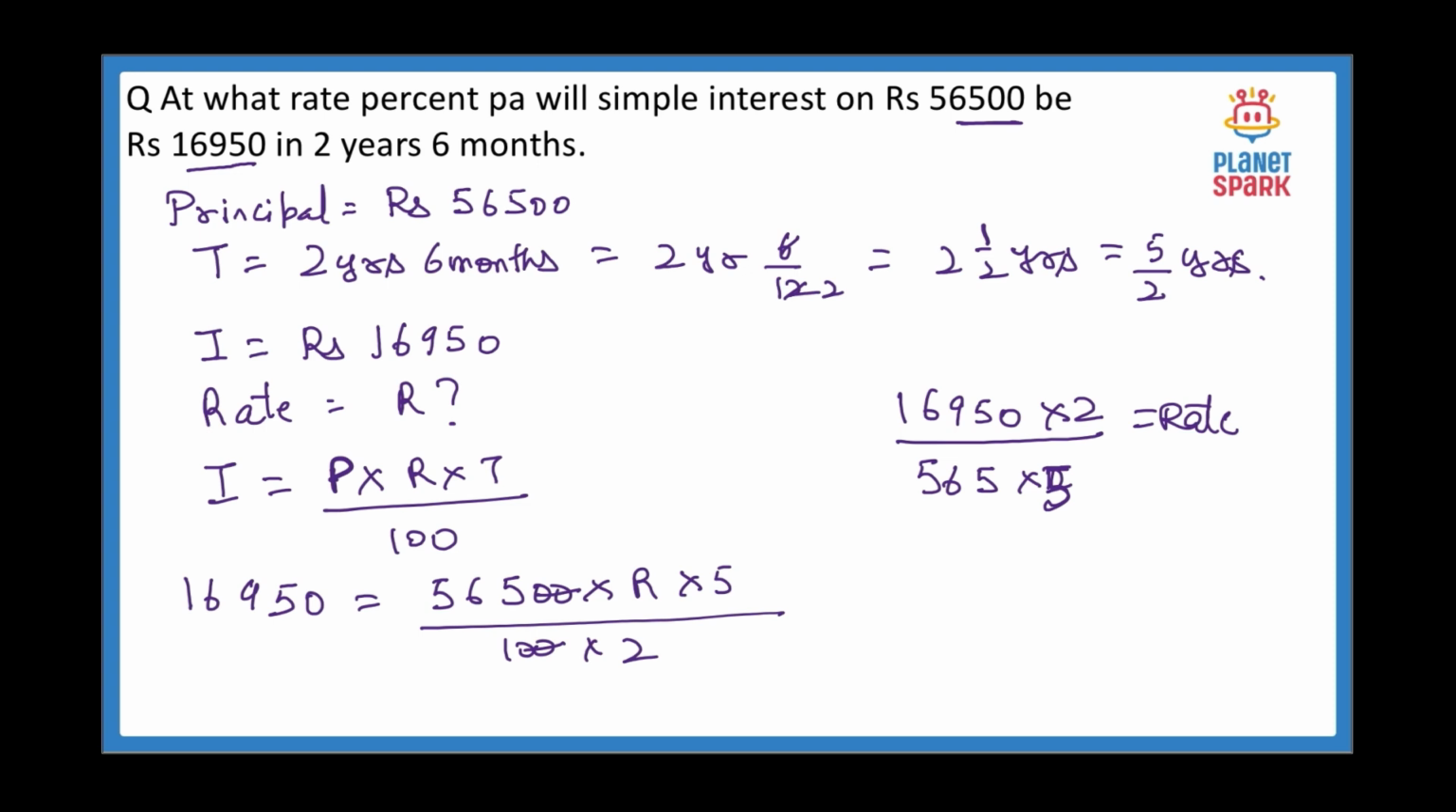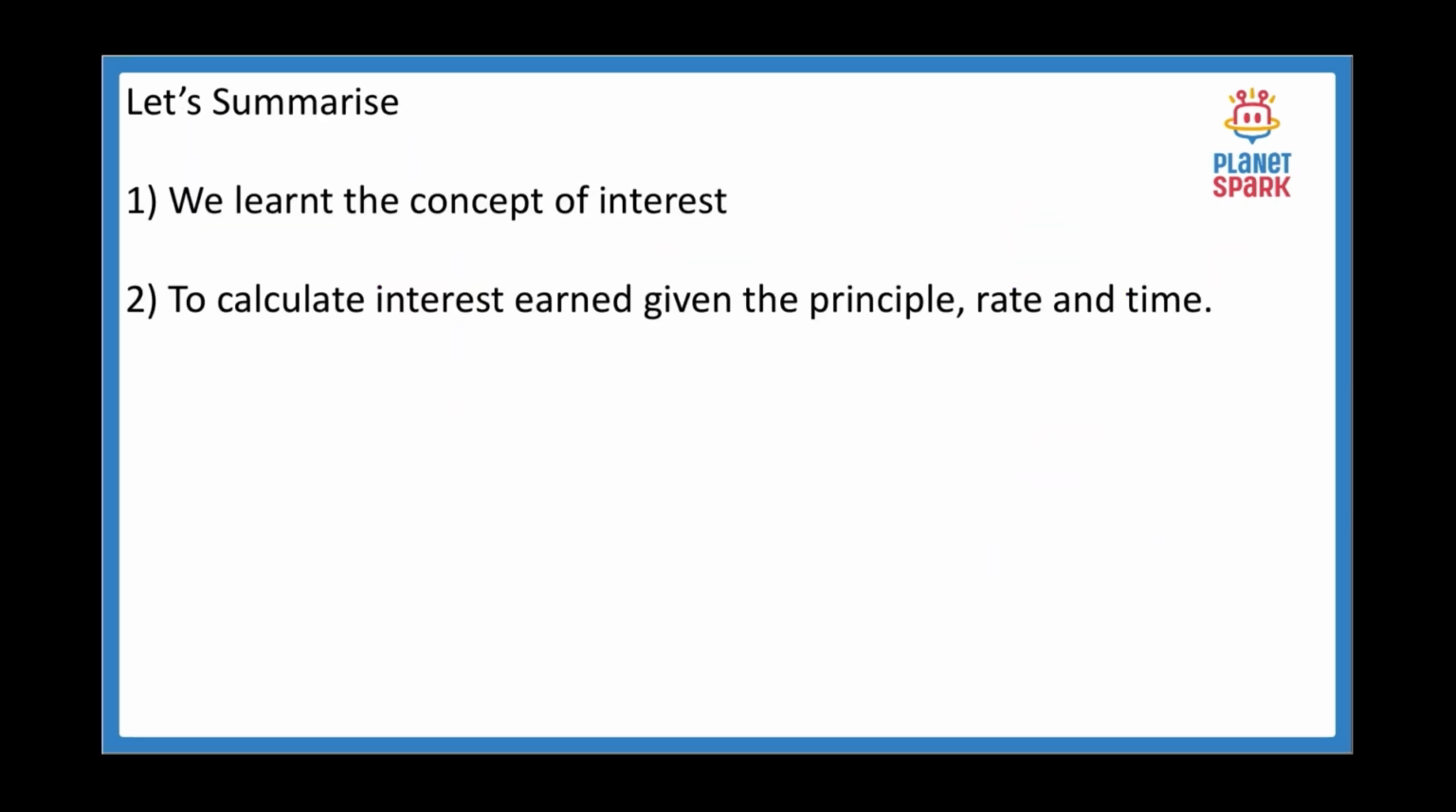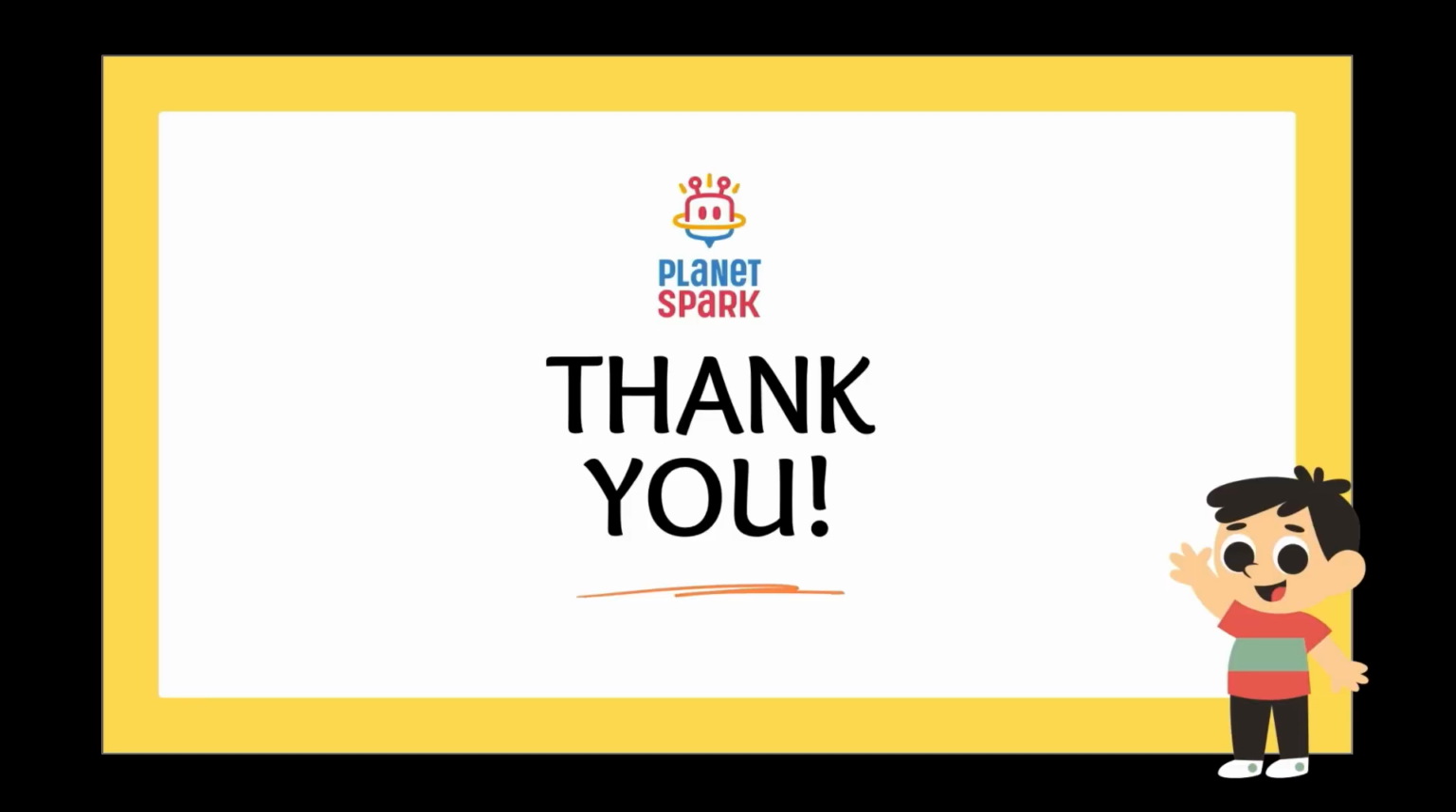Just remember the concept that interest, principal, rate and time are the four quantities. Out of four, any three are given. We have to use the formula as I is equal to P into R into T upon 100 and find out the fourth one. So we learned the concept of interest and we also calculated interest if we were given principal, rate and time.